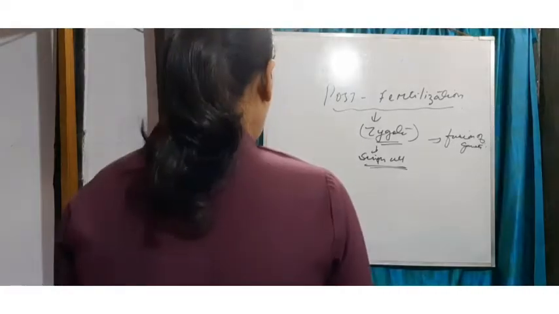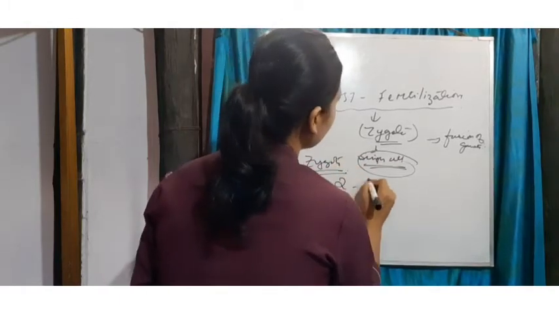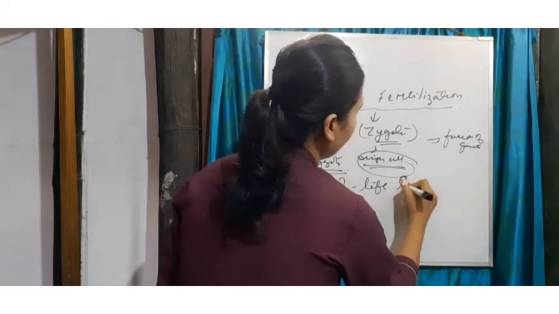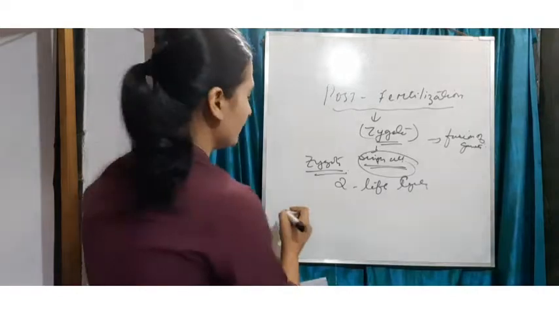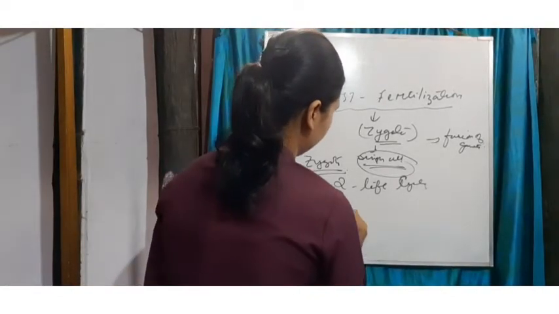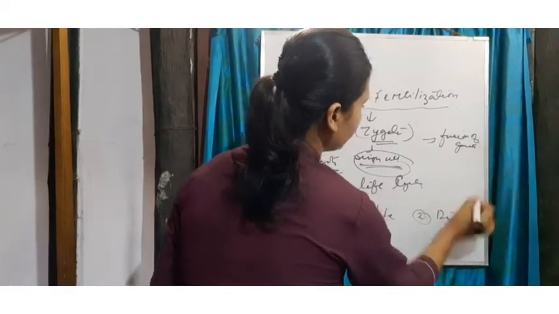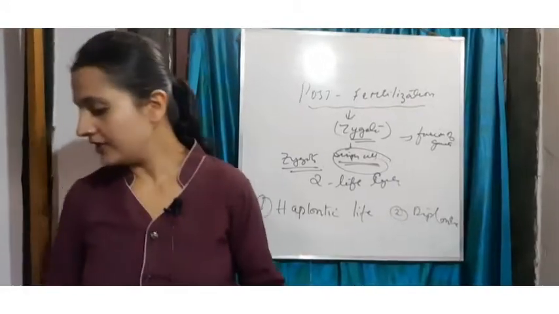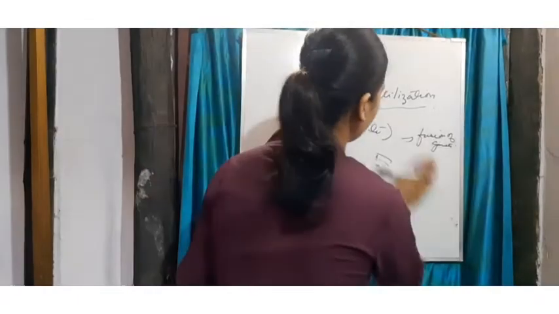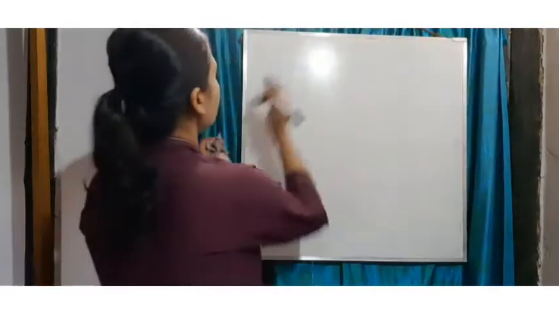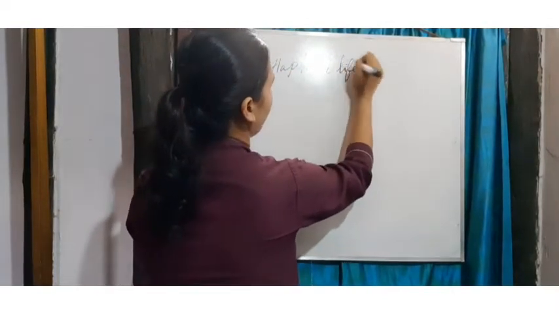This zygote development involves life cycles. Generally there are three types of life cycles, but here we are going to discuss only two: the haplontic life cycle and the diplontic life cycle. First I am going to discuss the haplontic life cycle. Let us see what is there in the haplontic life cycle.